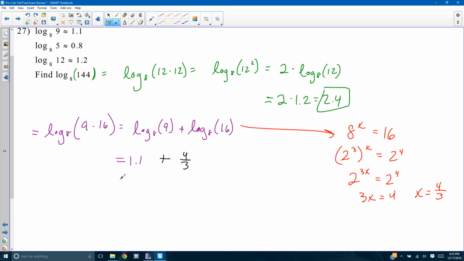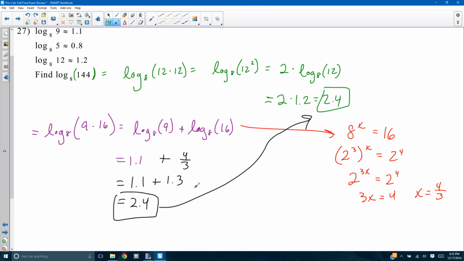I'll get an approximation now in just a second. So that's about 1.1 plus, it's about 1.3 repeating, right? But if we're rounding to the nearest 10th, just like we did in the previous sets, 1.3. 1.1 plus 1.3 is 2.4. So I still get the same answer. That's kind of cool. It's fun to play with those a little bit.